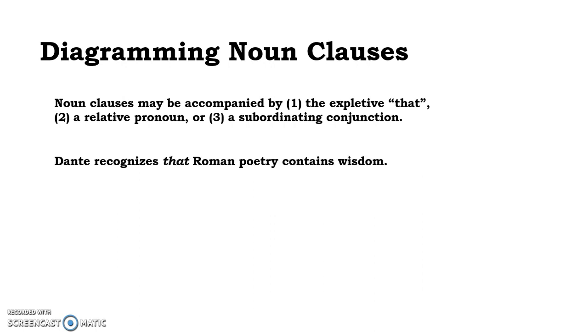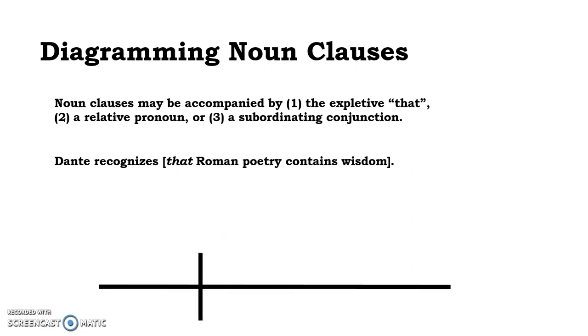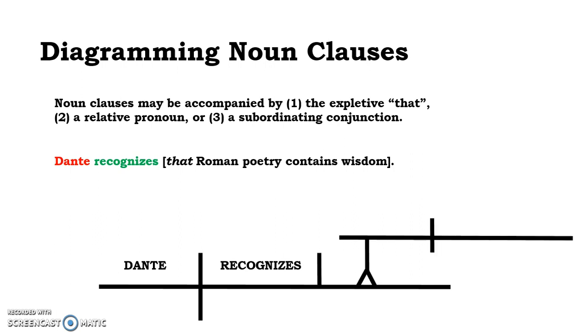Dante recognizes that poetry contains wisdom. To diagram this, we would note that poetry contains wisdom is our noun clause because that whole thing is standing in for the direct object. But still, we need to go slowly and diagram this piece by piece. Recognizes, that's our main verb. Dante, that's our subject. So we put those two on our baseline. And then we draw a pedestal for the noun clause.